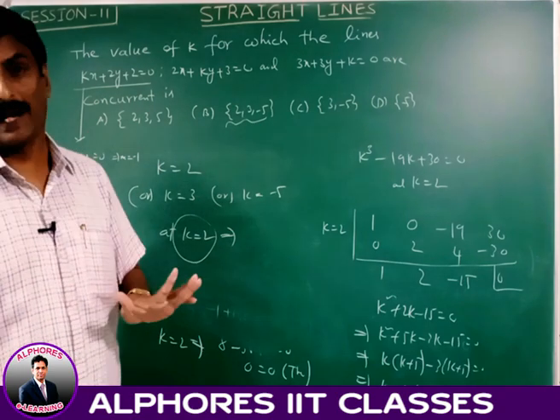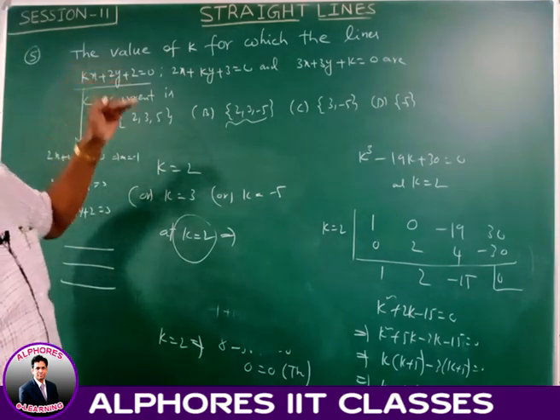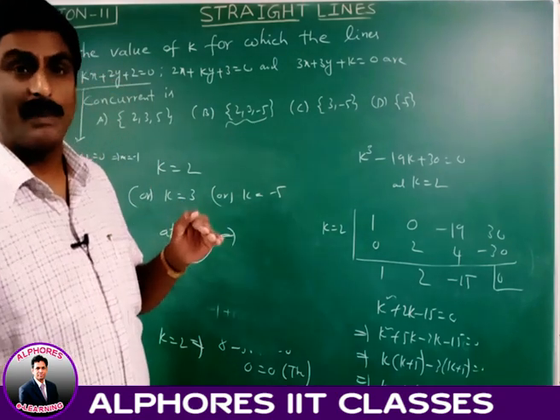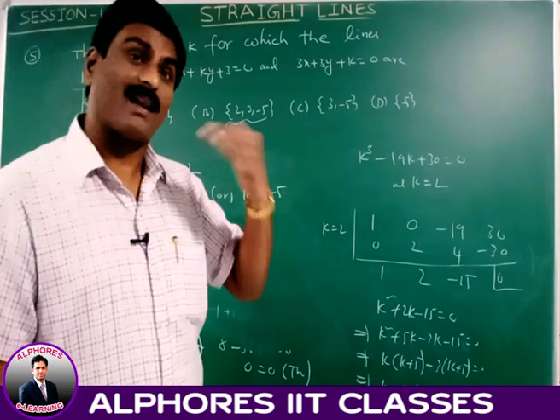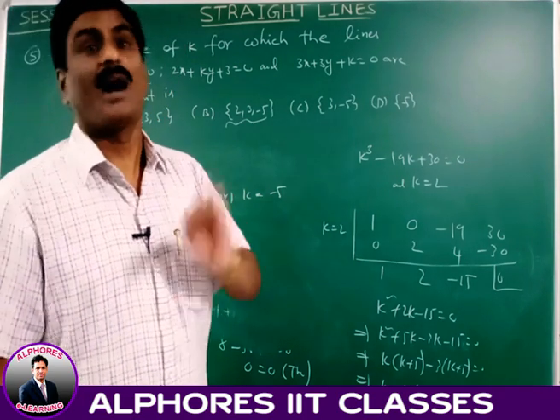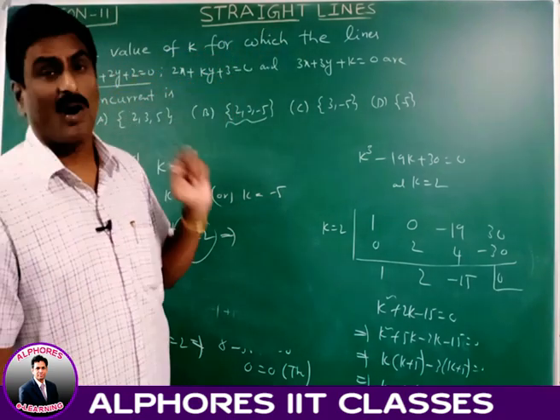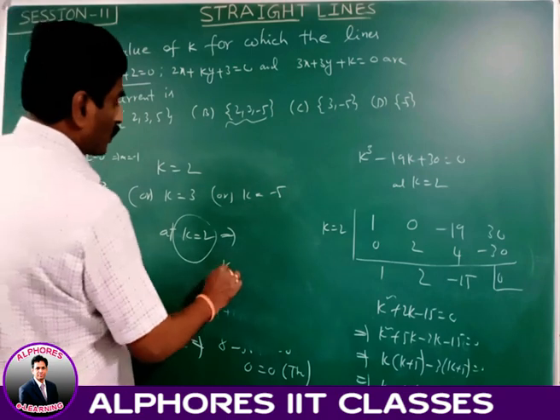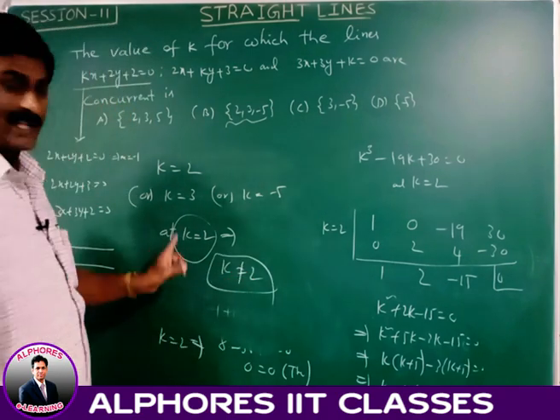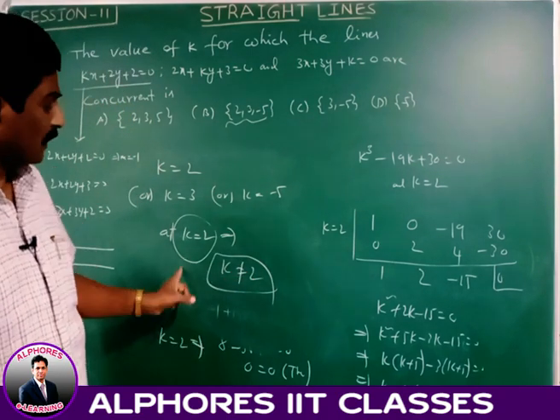They are not concurrent. If the determinant of a1, b1, c1, a2, b2, c2, a3, b3, c3 is equal to 0, the lines are parallel or concurrent. In this case, at k is equal to 2, the lines are parallel. But from the given, the lines are concurrent. So, k is not equal to 2. At k is equal to 2, they are parallel, they are not concurrent. So, remove this k value.